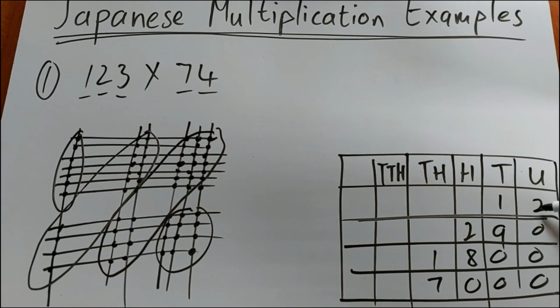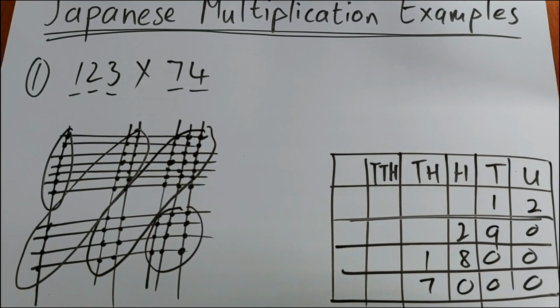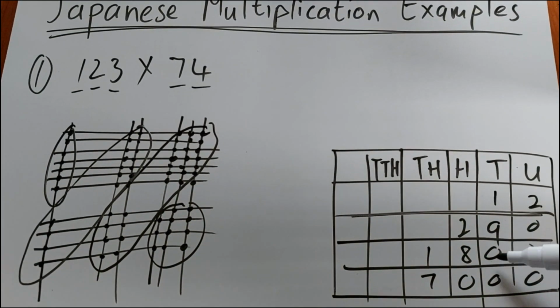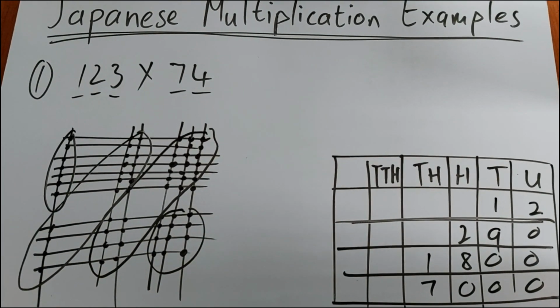So we add our units. 2 plus 0 plus 0 plus 0 is 2. 1 plus 9 plus 0 plus 0 is 10. We don't write 10 down, but we carry our 1.